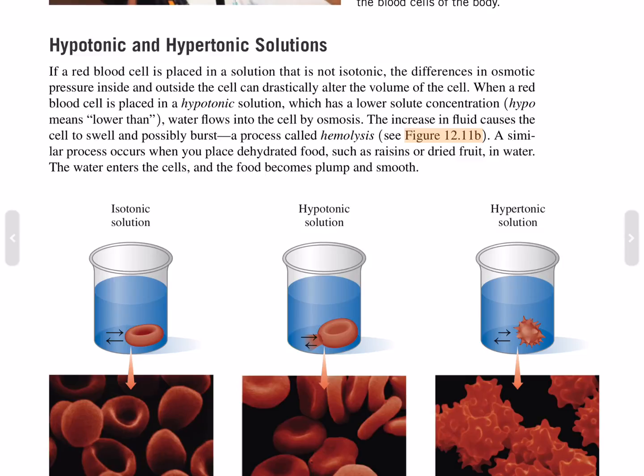Hypotonic and hypertonic solutions. If a red blood cell is placed in a solution that is not isotonic, the differences in osmotic pressure inside and outside the cell can drastically alter the volume of the cell. When a red blood cell is placed in a hypotonic solution, which has a lower solute concentration, water flows into the cell by osmosis. The increase of fluid causes the cell to swell and possibly burst, a process called hemolysis. A similar process occurs when you place dehydrated food, such as raisins or dried fruit, in water. The water enters the cells and the food becomes plump and smooth.